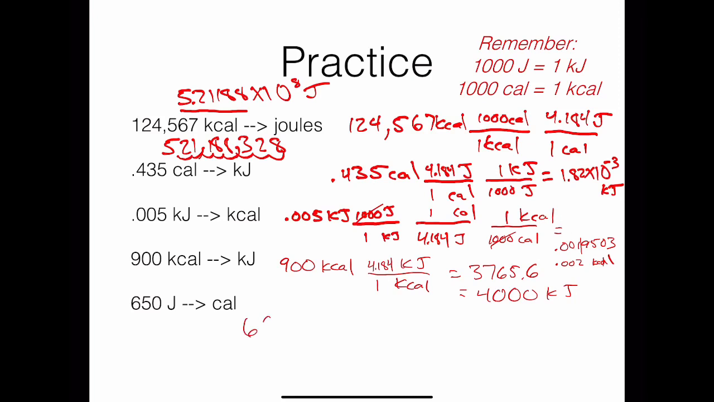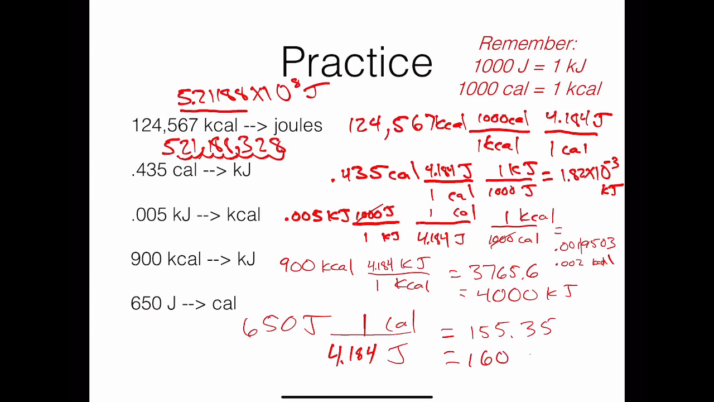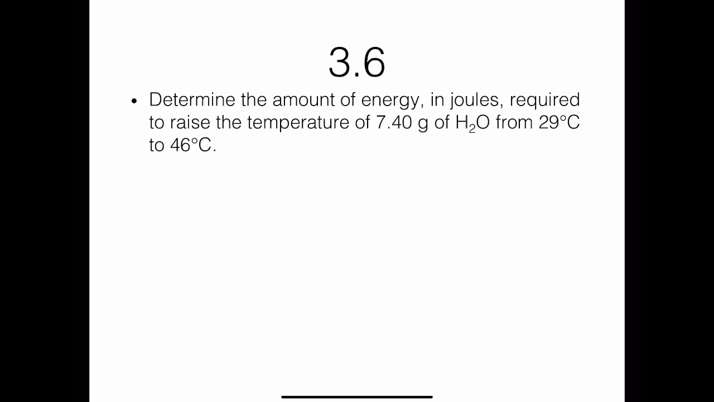And the last one, 650 joules. And this is just asking us to convert from joules to calories. We know we can do that because 1 calorie is 4.184 joules. So here we're dividing 650 by 4.184, and this gives us 155.35. Here we need 2 sig figs, so that means the answer would be 160 calories.